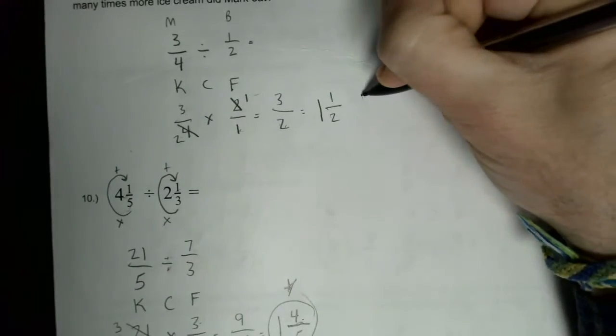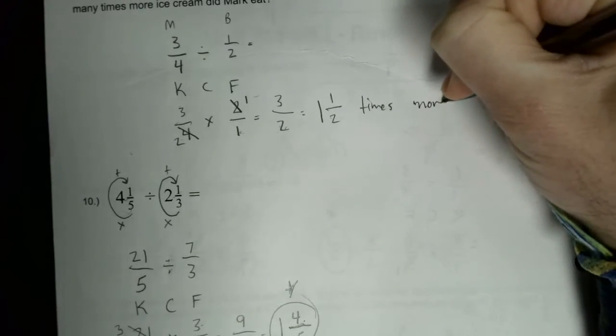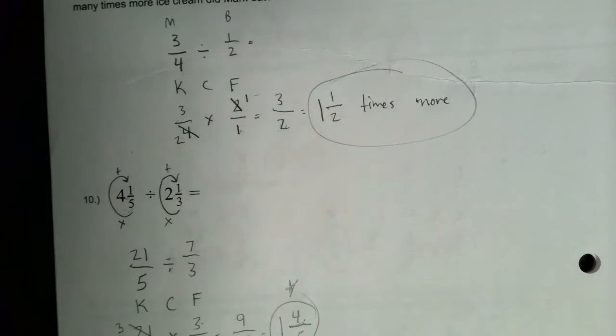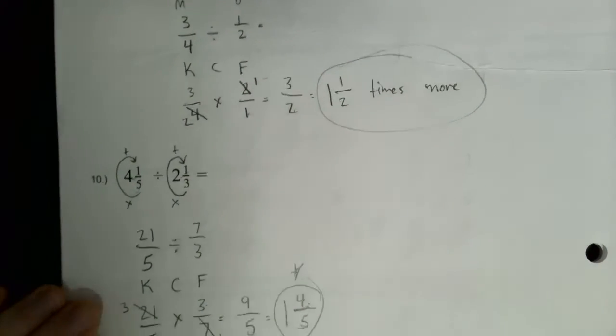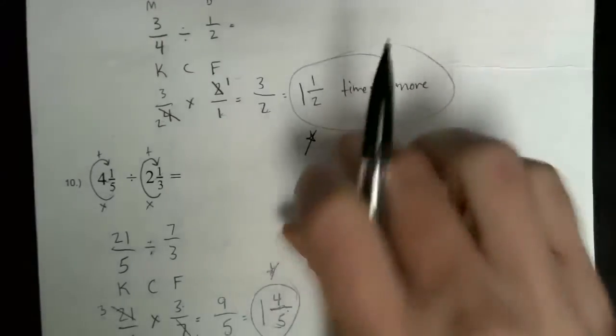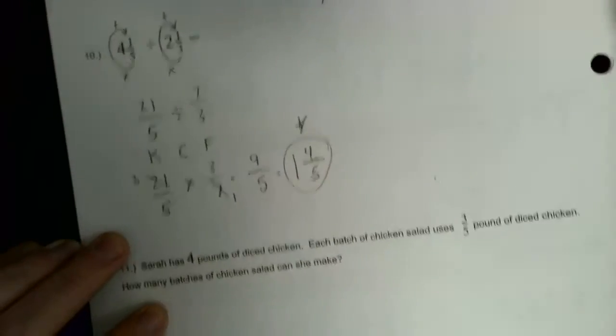This one, I forgot the label. Should be 1.5 times more. So Mark has 1.5 times more ice cream than Brenda. Maybe next time you get more than Mark. All right. Sorry, I missed that label there. So we got the mixed number. We're good with that one.